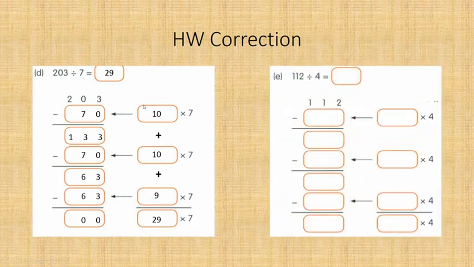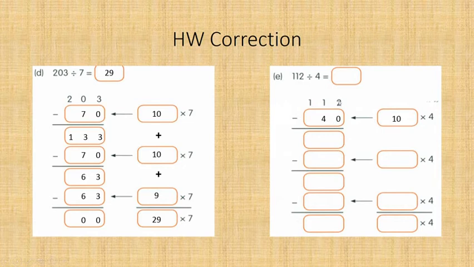Okay, let's have another question. 112 divided by 4. And as I said again, you can just do it using the long division method, or you can do it using the repeated subtraction method. Okay, so I will do this one by repeated subtraction. 4 times what equals 112 or near? So I will just multiply again by 10. So 4 times 10 is going to be equal to 40.